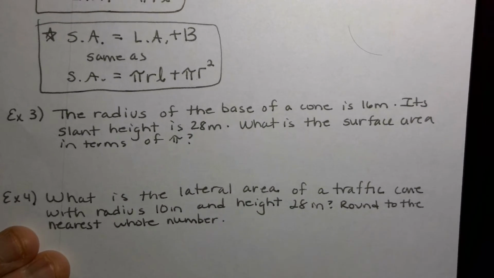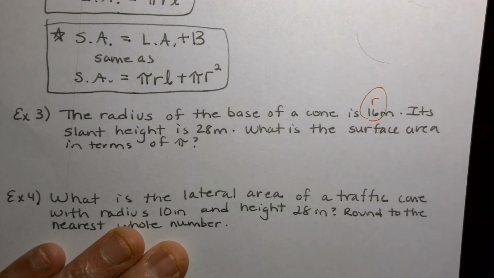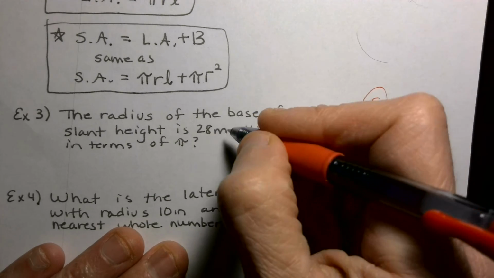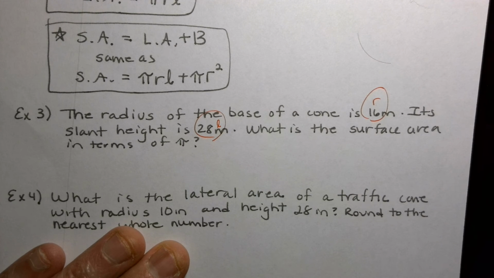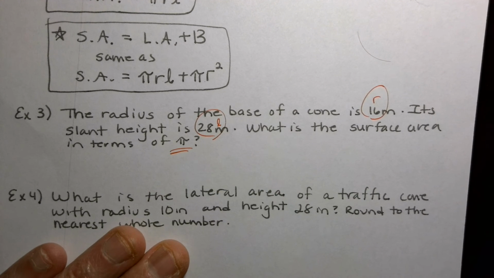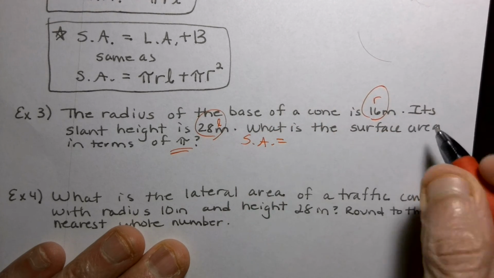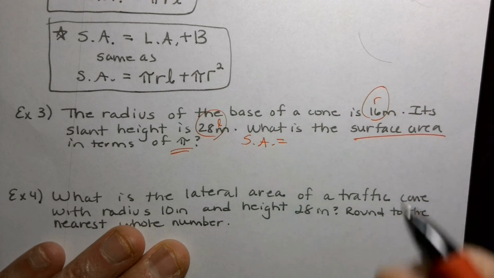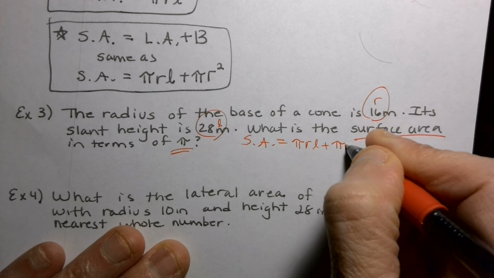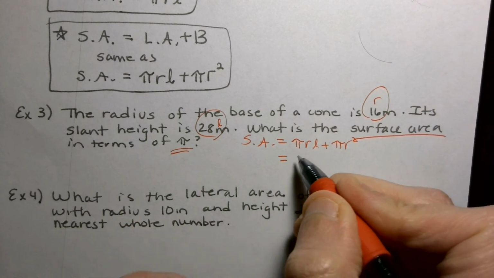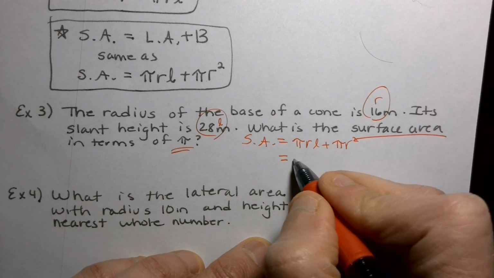So let's wrap this up. The radius of the base of a cone is 16, so I put R and circle it. Its slant height, slant, is 28. What's surface area in terms of pi? Leave it in there. So surface area formula, make sure we get the right thing that we need, is pi r L plus pi r squared. And all you need is the radius and the slant height, and you are given both. So let's plug them in.